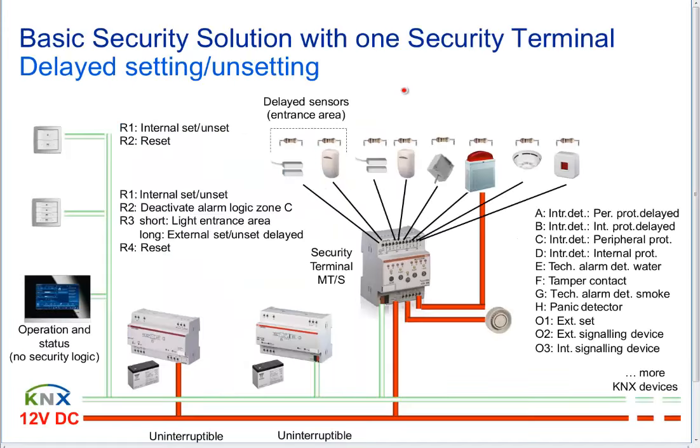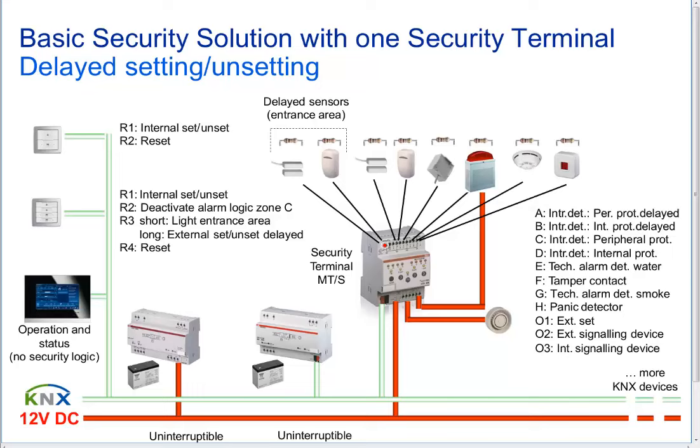So here a small overview how you can use, for example, the security terminal standalone in a small apartment, or a small residential building or in a small shop. We need only our security terminal MTS 8 volt, no additional other intrusion devices or security modules, only one security terminal. We have 8 inputs, and each input we connect different types of sensors.